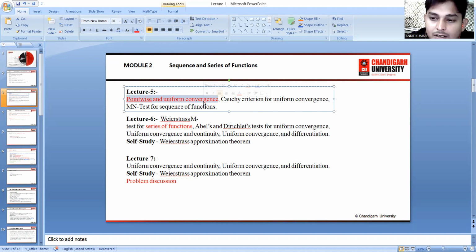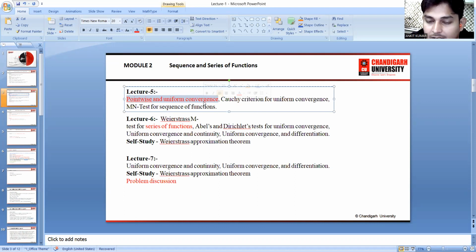So first of all, I will discuss the sequence of functions, sequence of real valued functions. So what are real valued functions? After discussing the sequence of real valued functions, we will find the limits of the sequence of the functions at a point.